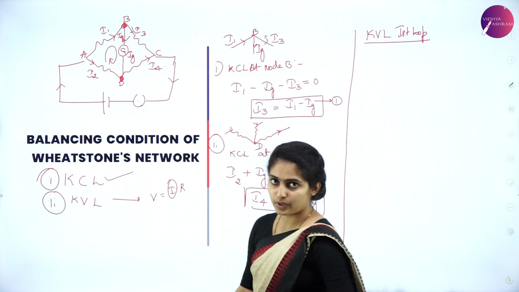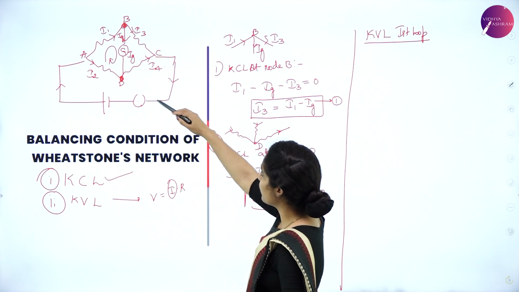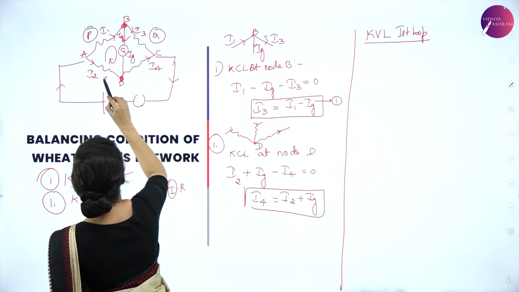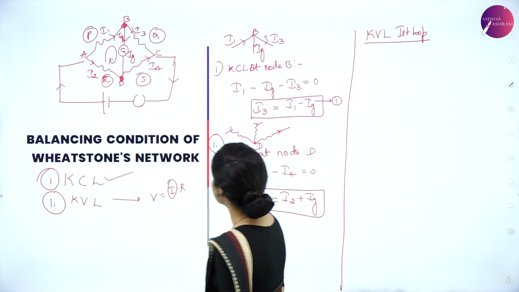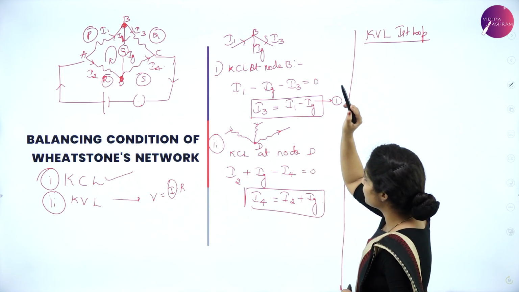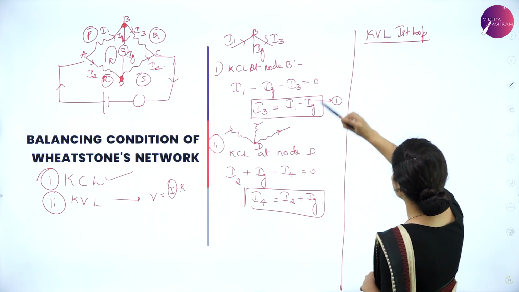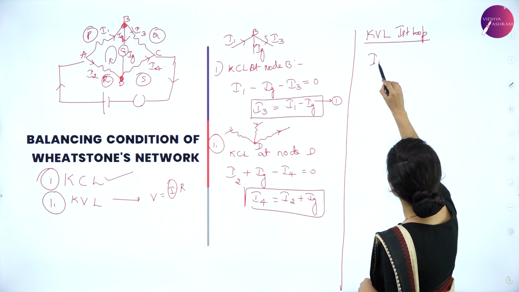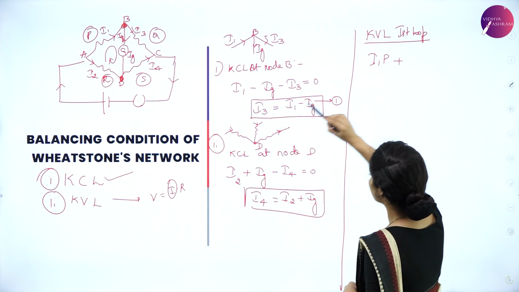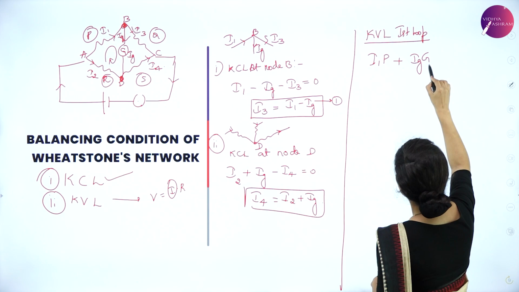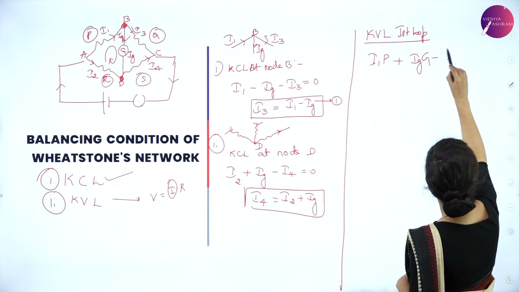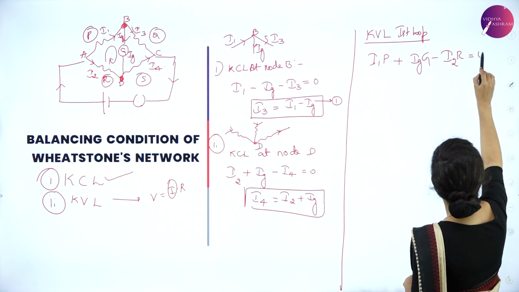That is V is equal to I into R. I can be I1, I2, I3, I4, IG. R can be P, Q, R, S, whatever is present over here. For which we have, first of all, if we just go with I1 current, clockwise, I1P plus IG G, and anti-clockwise, the one which is coming is minus I2R is equal to 0.